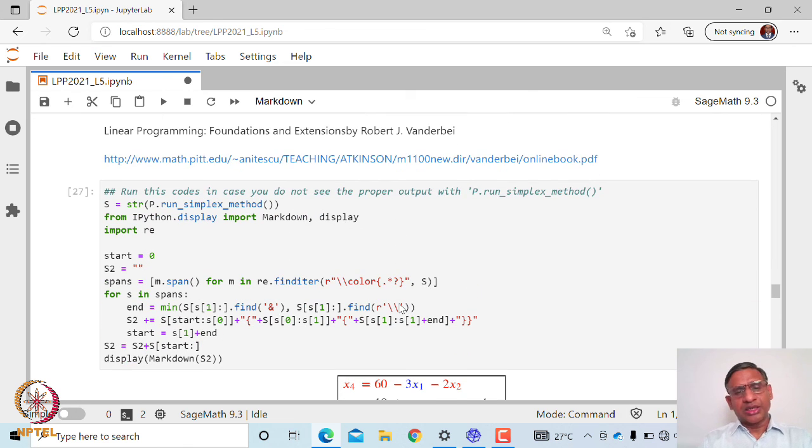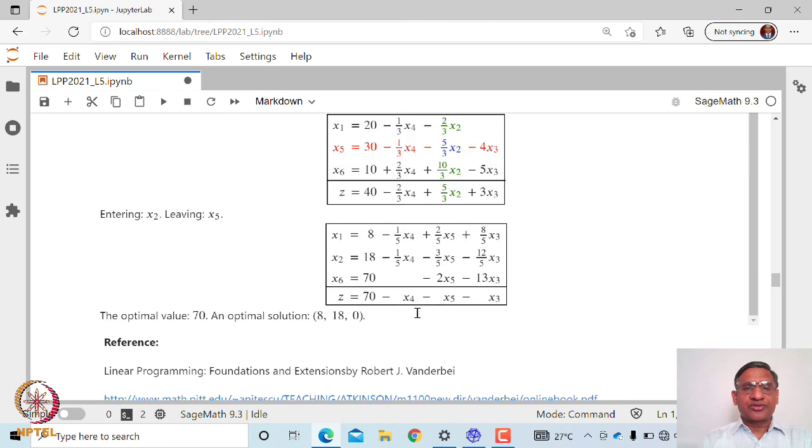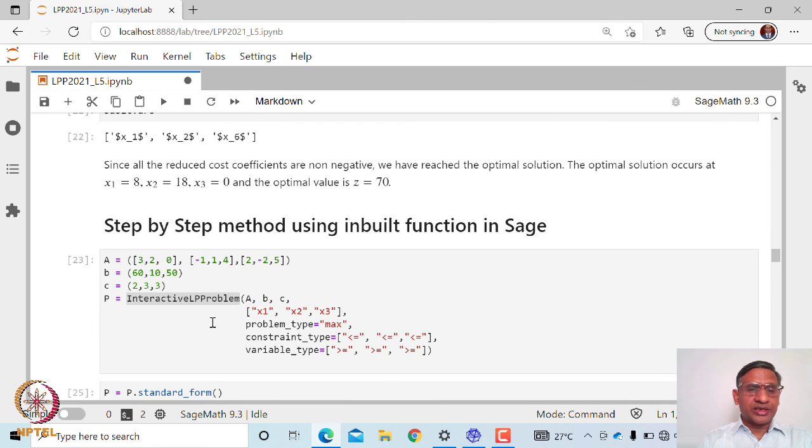In the next class we will look at some more problems so that this algorithm becomes much clearer, and we will also make use of another inbuilt method in SageMath using which we can solve linear programming problems. This interactive LP problem, as I said, is more for pedagogical purposes. If you want to solve problems more efficiently, there is another inbuilt method which can be used, and we will look at that in the next class.